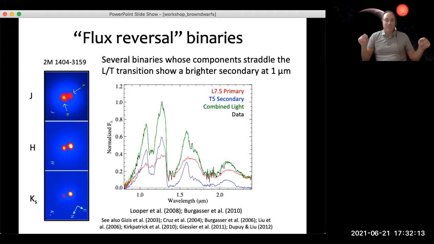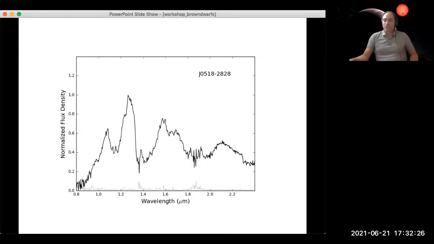But in this case, it appears that there's kind of a brightening, a reversal of that process that happens at 1 micron. And we think that has to do with how these condensates are depleted in the atmospheres. Now, just to show you that in a little more detail, this is an example of another one of these binaries.